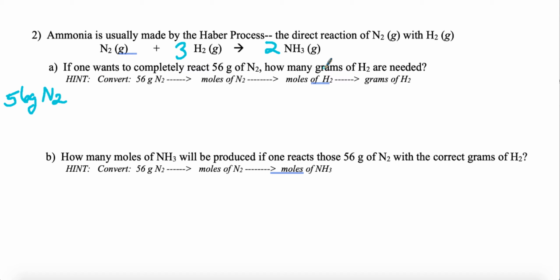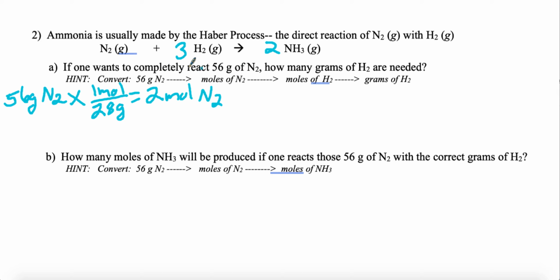Well, before I can ever use my mole ratio, I need moles. Grams are pretty much pointless to me. So we have to convert these grams into moles by dividing by the molar mass of nitrogen. Keep in mind this is N2, so it would be 28 grams. So our 56 grams of nitrogen is essentially 2 moles of nitrogen.